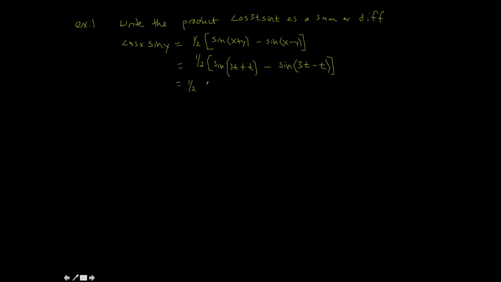And so this is 1/2 the sine of 4t minus the sine of 2t. And if you do your distributive property correctly, you've got 1/2 sine of 4t minus 1/2 sine of 2t. And you've got your simplified answer, just like that.